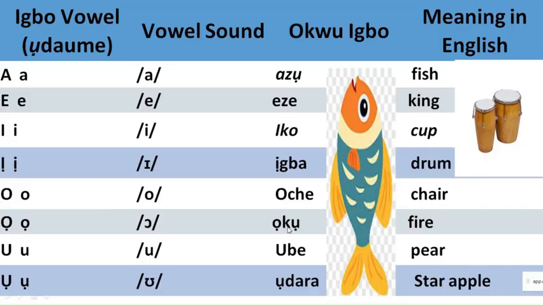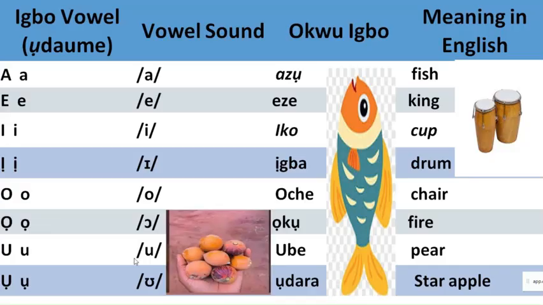Ọkụ, ọkụ, fire. Ube, ube. That means pear. Ụdara. Ụdara is star apple. Some people call it cherry. Okay. You'll try it at your own time. See Udara. Have you seen Udara?